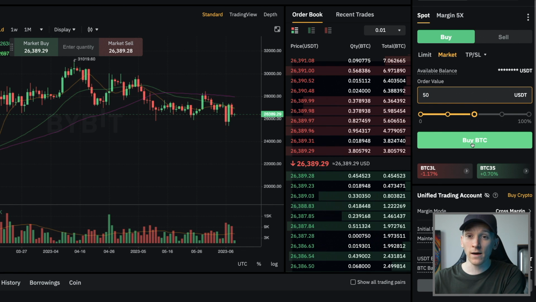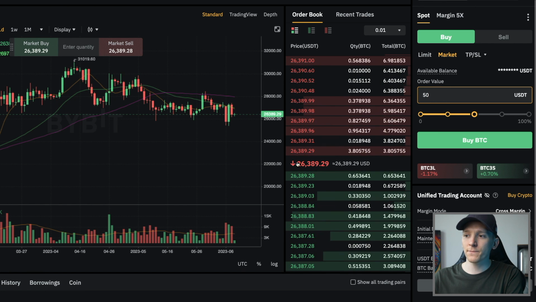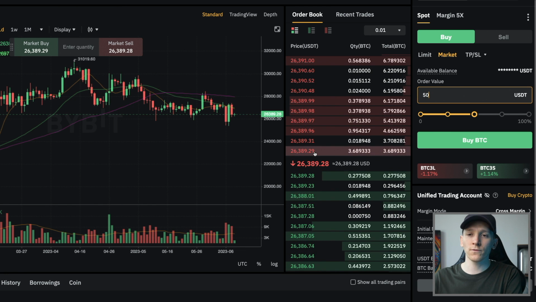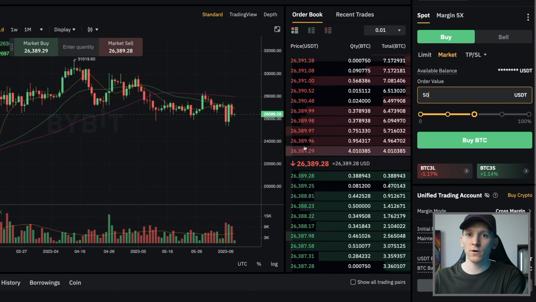What price do you get? Well, as you can see down here, this is the order book. So this is the mid price for Bitcoin. This is the price that the trade actually last occurred at. So the current price or best price for Bitcoin is 26,389.29. If you press buy BTC market order, it's going to take this price right here.